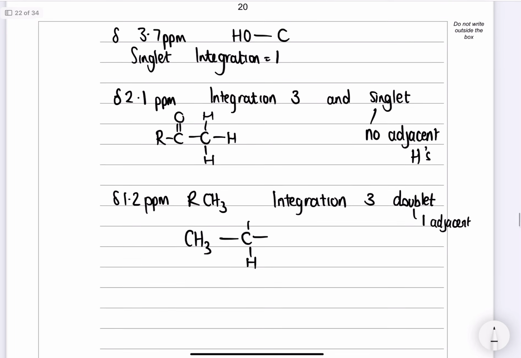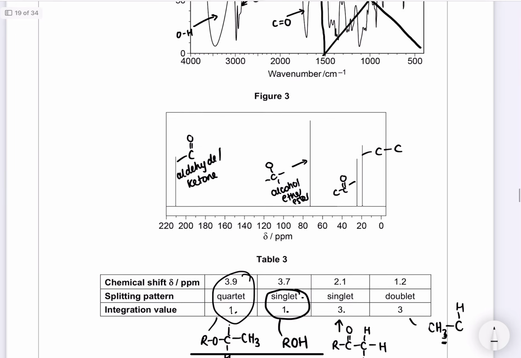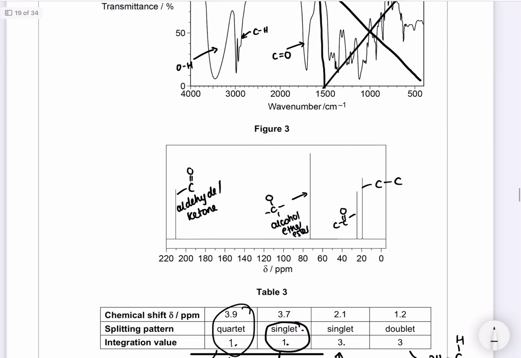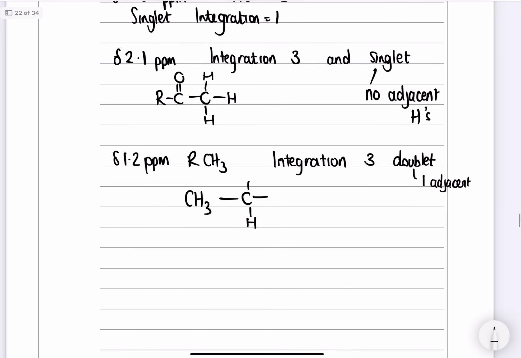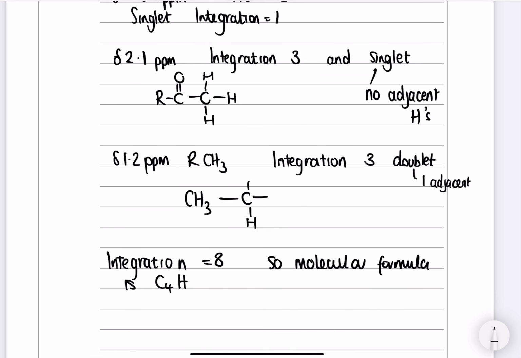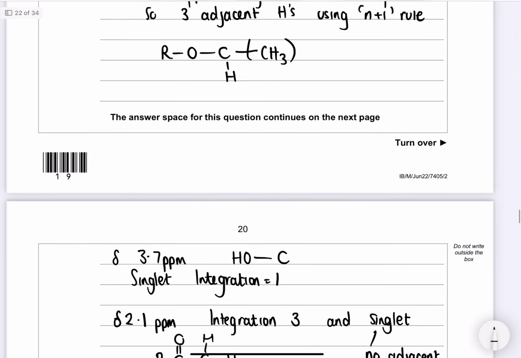And remember right back at the beginning I said that because the integration added up to 8, we thought the actual formula, so that was from our proton spectrum as well, our integration equaled 8, so the molecular formula is C4H8O2. So we've got all these jigsaw pieces and we need to pull it together.